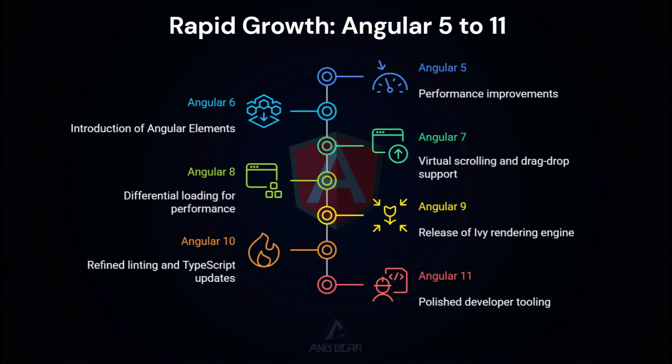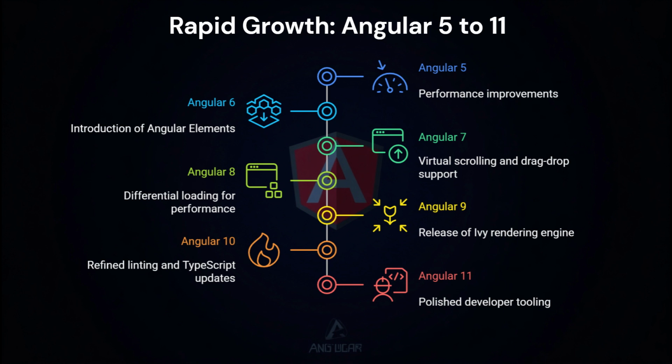Angular 5 focused on performance improvements. Angular 6 brought Angular Elements, allowing Angular components to be used as native web components. Then Angular 7 gave us virtual scrolling and drag and drop support. Angular 8 introduced differential loading, automatically serving modern JavaScript to modern browsers and legacy code to older ones. This significantly improved performance.